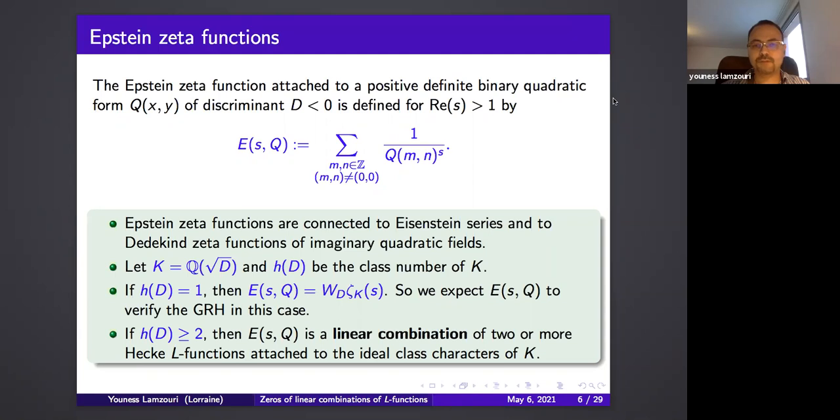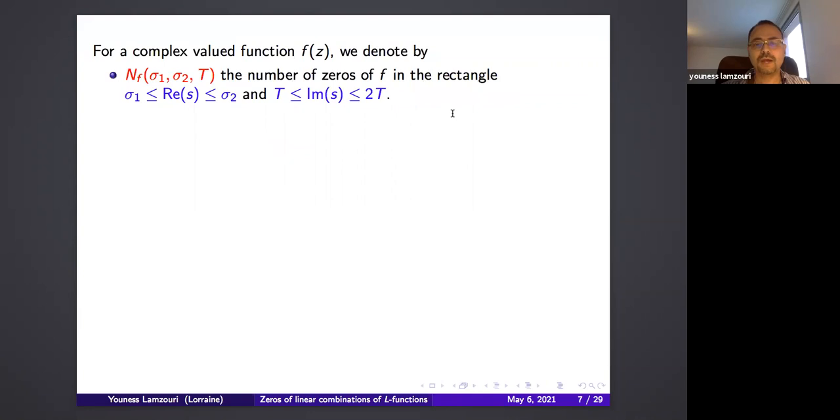Okay. So what do we know about the zeros of these Epstein zeta functions? Throughout the talk, for a complex valued function f of s, we shall denote by N of f, sigma 1, sigma 2, T the number of zeros of f in the rectangle real s between sigma 1 and sigma 2 and height roughly up to T. For convenience, we take the imaginary part to be between capital T and 2 capital T, where T is large. But you can do the same for imaginary part between 0 and capital T.